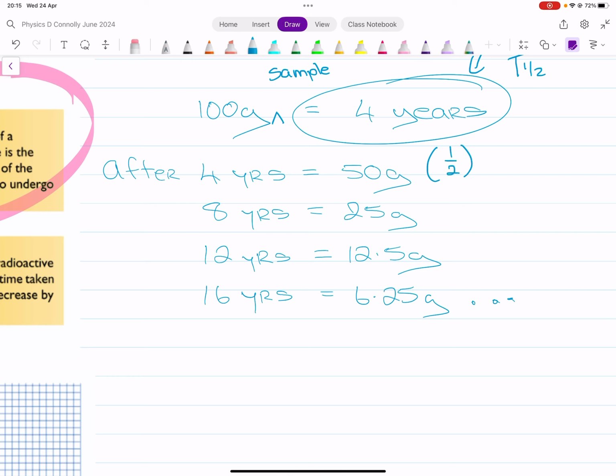That's half the sample. After 8 years, you're down to 25 grams, so that's half by a half, so it's a quarter. Then after 12 years, so now we've half by a half by a half, so it's an eighth of the sample. So half the sample remains, and then 1/4 of the sample remains, 1/8 of the sample remains, and so on.